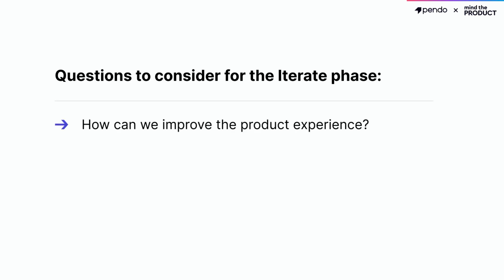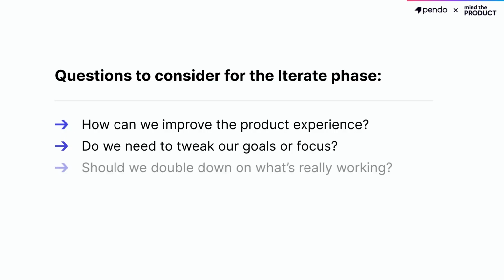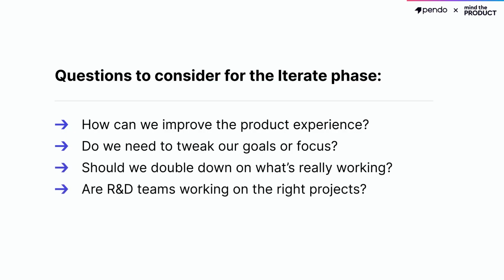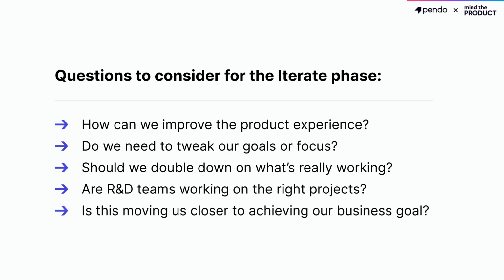Last, we covered why product managers need to build in time for iteration and ask questions like, how can we improve the product experience? Do we need to tweak our goals or focus? Should we double down on what's really working? Are the R&D teams working on the right projects? And is this actually moving us closer towards achieving our business goal?